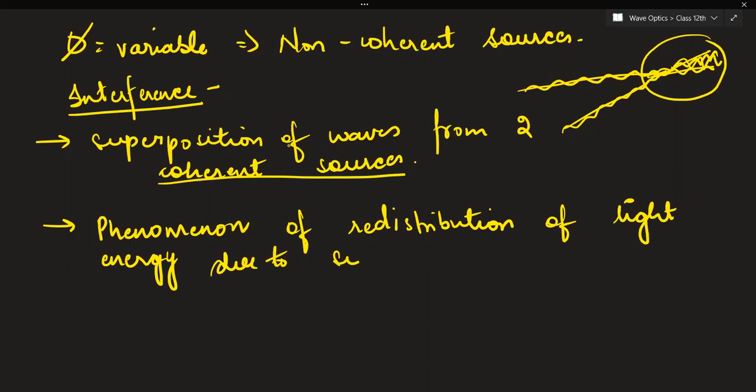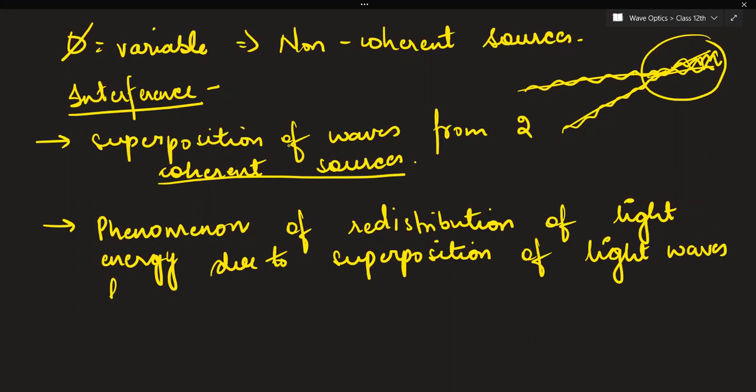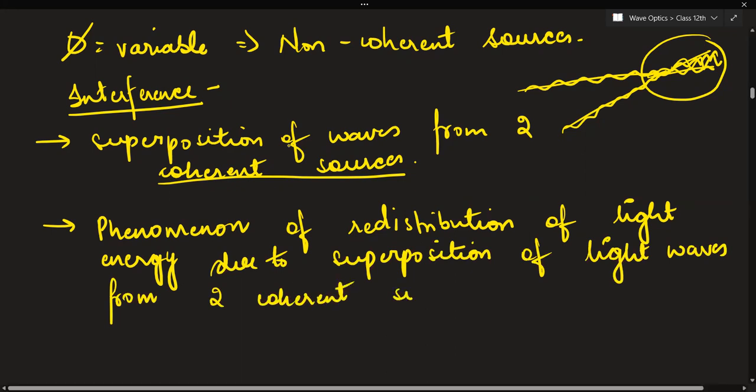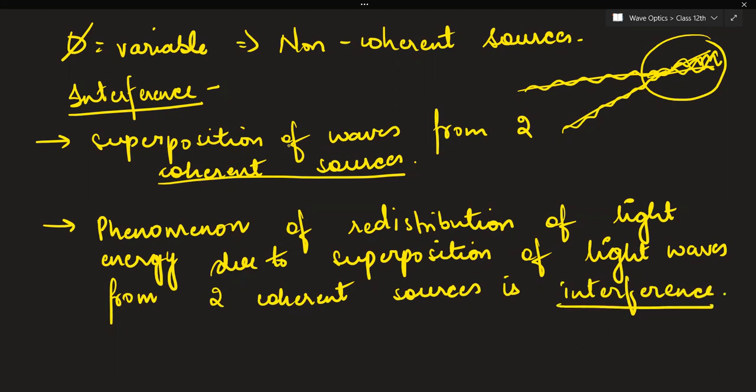due to superposition of light waves from two coherent sources. This is known as interference.